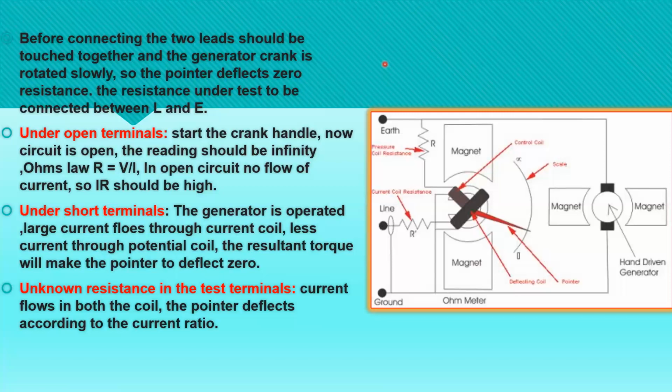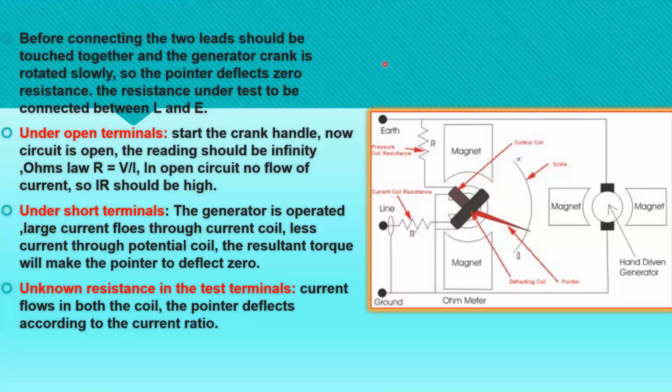It is open terminals, no testing. In an open circuit, there is no flow of current. So according to Ohm's law, R is equal to V by I, and our I value is very small. No current flows in the current coil, so the deflecting torque is not moving. The pointer will rest at the point of infinity. So that is the condition for the open terminals.